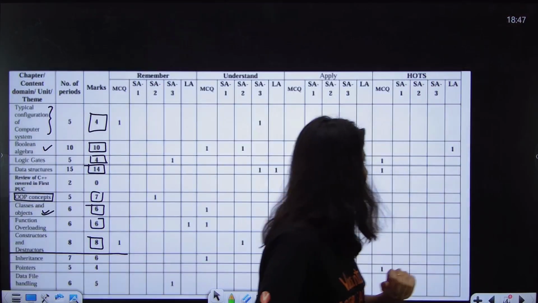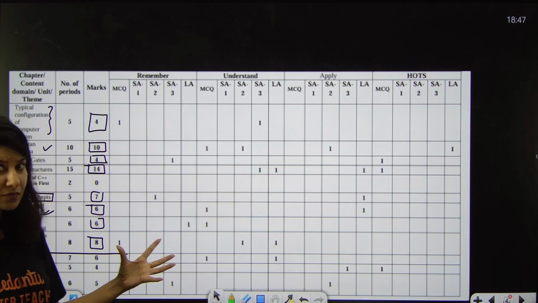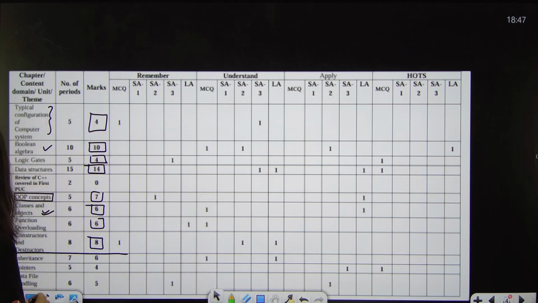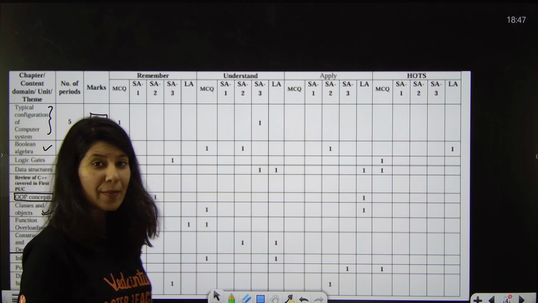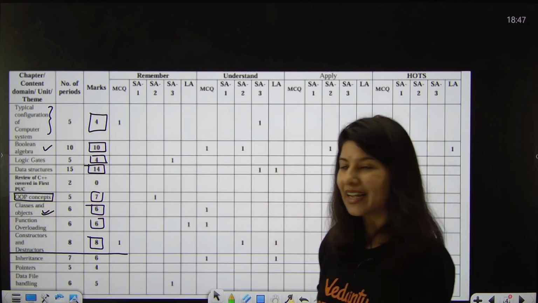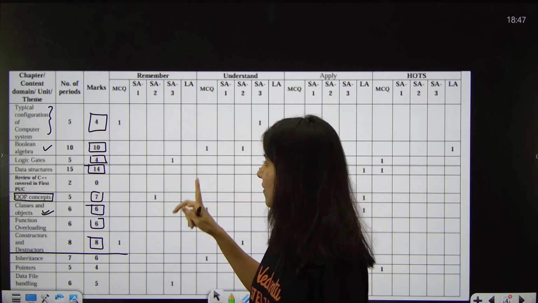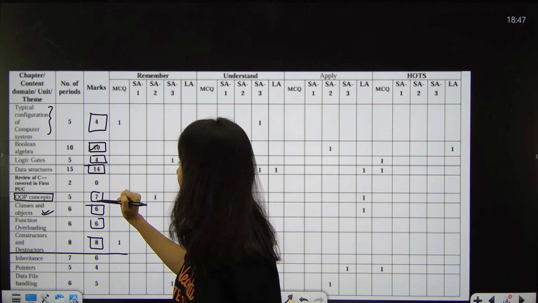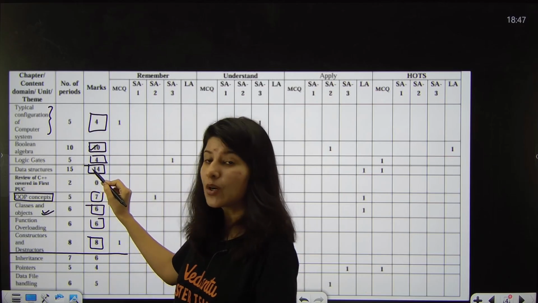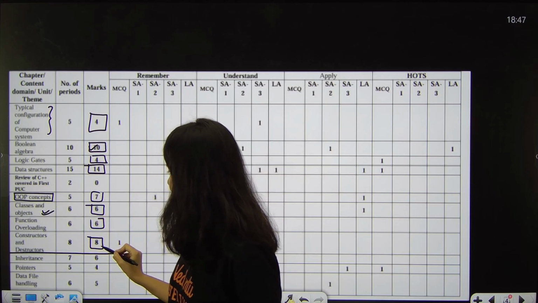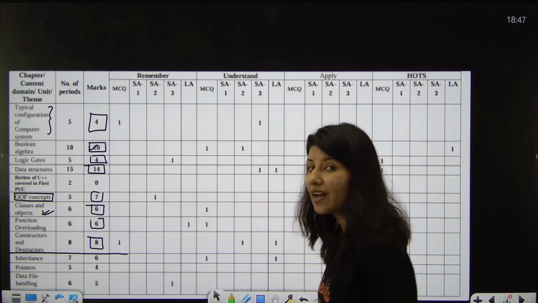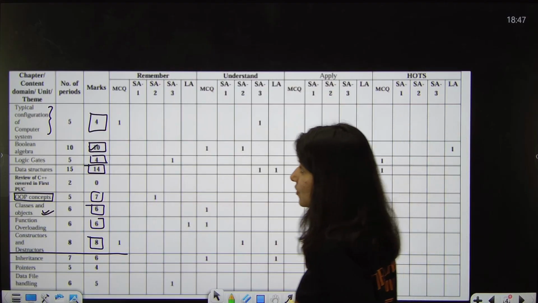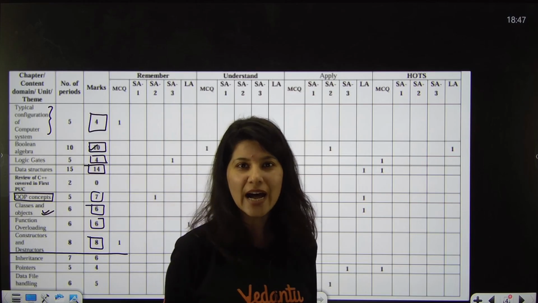So without any further ado, let's start. This is the blueprint of your computer science midterm syllabus. We can clearly see there are 9 chapters coming in the midterm. The high weightage chapters are: Boolean algebra is high weightage. Data structure is again a 14 mark question. Constructors and destructors is again a high weightage chapter, I would say. Data structure is also high weightage. Yes, many high weightage chapters are here.